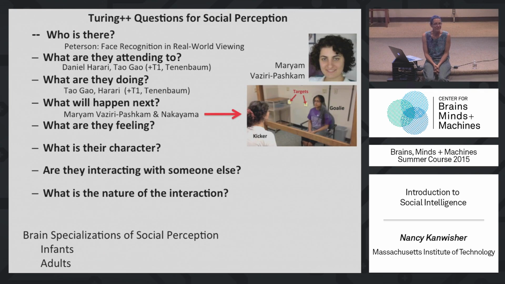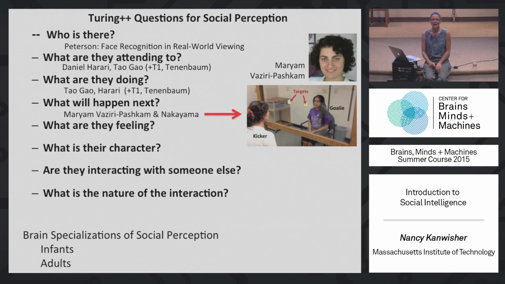Here's a cool way to look at how well people can predict each other's actions. This is work by Mariam Vaziripashkam, shown here, who's a postdoc at Harvard, working with Ken Nakayama, who will give a lecture later in the course. And what they are trying to do is get an online read of how well people can predict each other's actions. And so obviously this happens in all kinds of situations, especially in sports, right? If you're playing basketball or ultimate frisbee, it's all about predicting who's going to go where, when, and trying to take that into account with your actions.